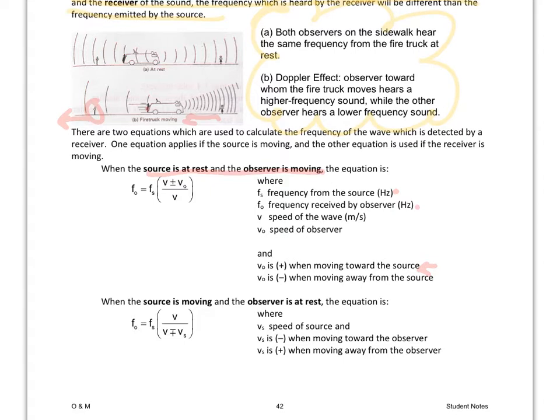When the source is moving and the observer is at rest, we have a very similar equation, just flipped here. And again, Vs is positive or negative depending on who's moving towards or away from. Of these equations, only one of them is on our formula sheet. To get this one, we just switch the perspectives of the stationary and moving source or receiver.